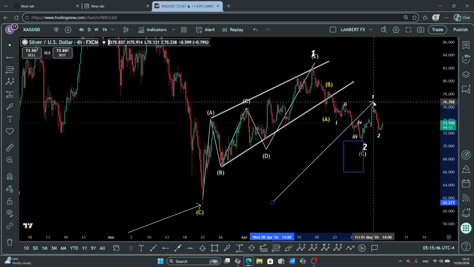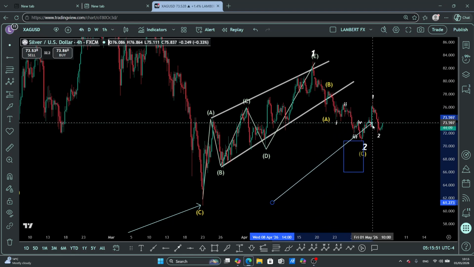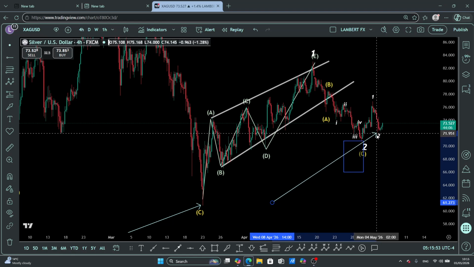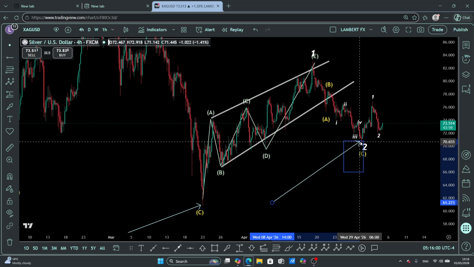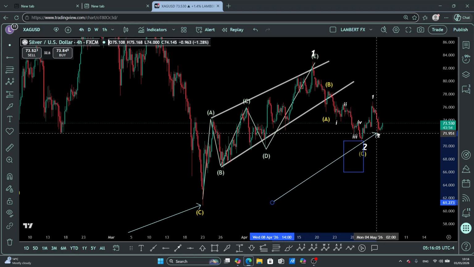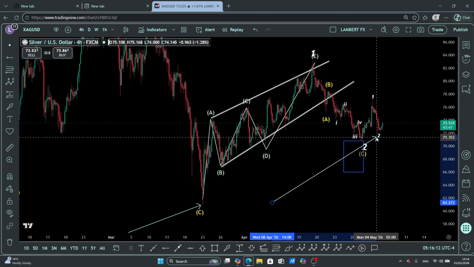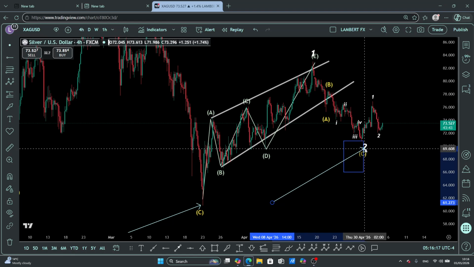So this is a completed leg sub one of two, and then we've had our corrective structure for two of two, and you can see the two still did not go below the start of one. So this is more reason why I believe that this is a long trade. So I've gone long. My profit is basically I'm aiming for the third leg, the wave three.